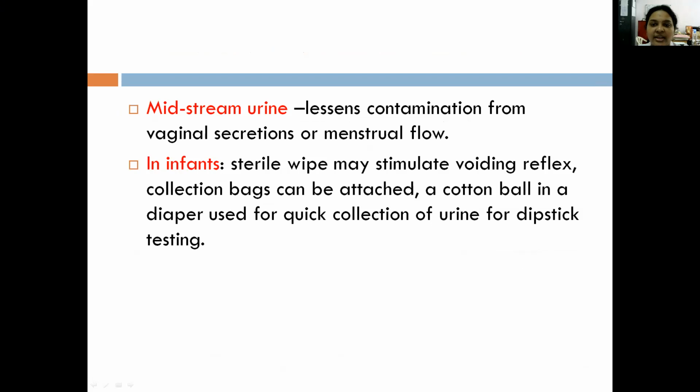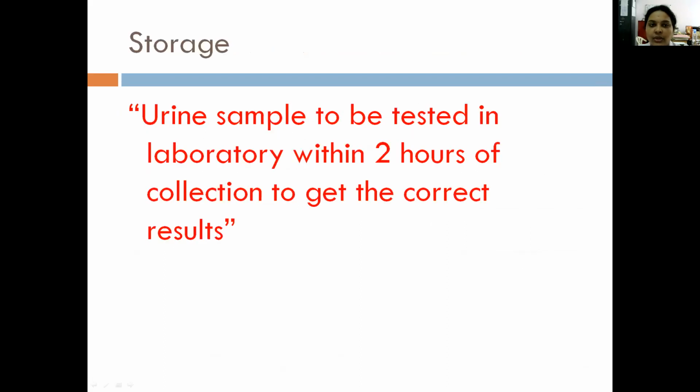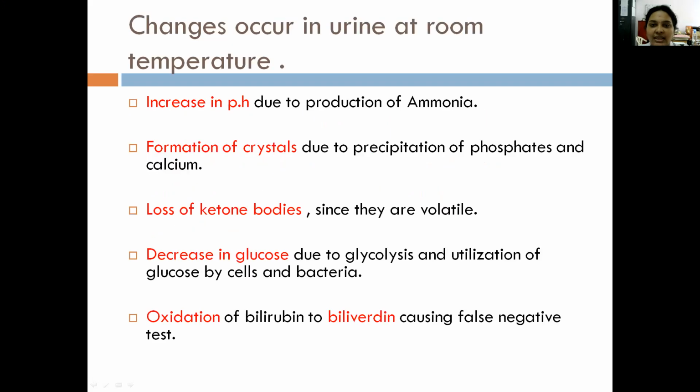Midstream urine generally lessens the contamination from vaginal secretion or menstrual flow, whereas in infants, a sterile wipe may stimulate the voiding reflex. Hence, collection bags can be attached, and a cotton ball in a diaper is used for quick collection of urine for dipstick testing. So, when is the ideal time to do the urine examination? The urine sample must be tested within 2 hours of collection to get the correct result. If the examination is not done within 2 hours, what are all the changes which occur in the urine? That we will see in the next slide.